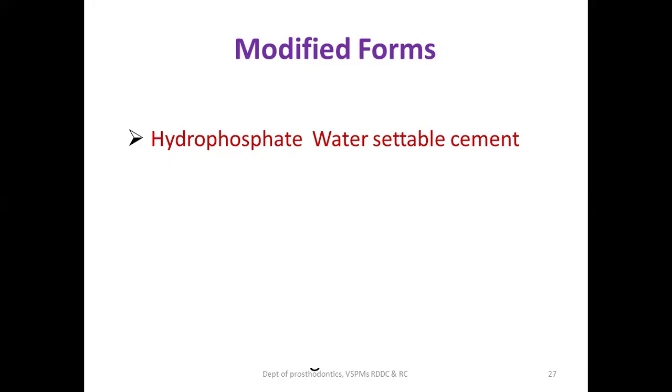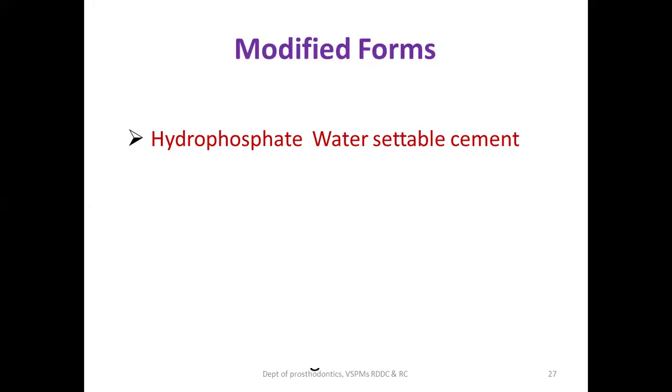Here the phosphoric acid is freeze dried, converted into solid form, and then ground into powder, and that phosphoric acid powder is added to the zinc phosphate powder. So this one bottle contains the powder component as well as the liquid component. When you are manipulating it, you just have to add distilled water and do the manipulation of this cement.